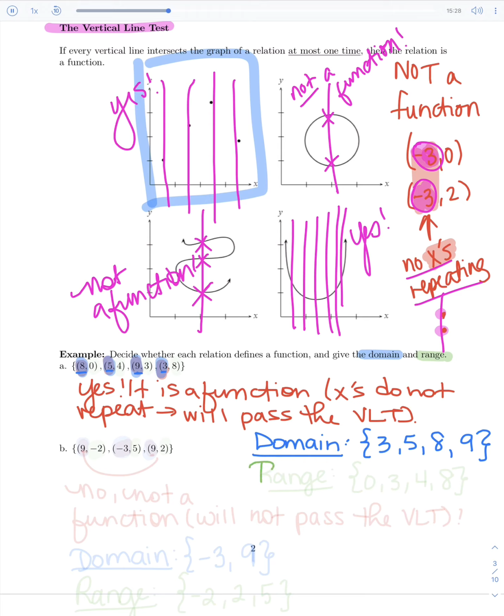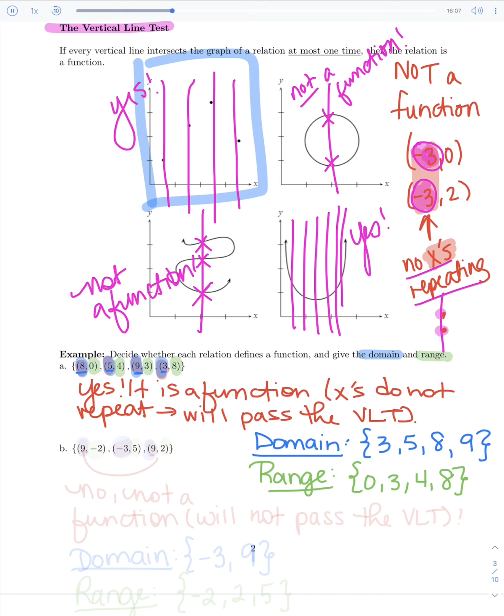Now let's look at the range. For the range, we want to look at the y values: 0, 4, 3, and 8. But it's going to work the exact same way. I want to only list a couple of y values. I don't want to include every possibility in between them. So I'm going to use the set braces again, and I am going to put them in order even though you don't have to. So the possibilities for y values are 0, 3, 4, and 8 only. Those are the only y values we see.